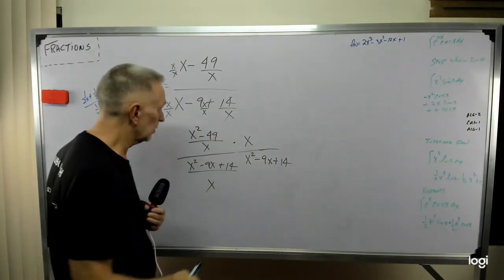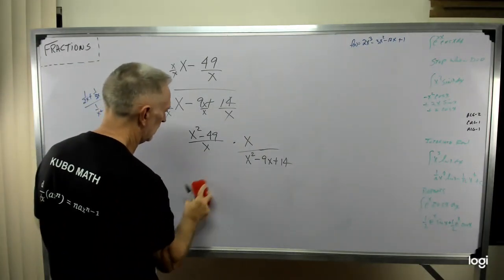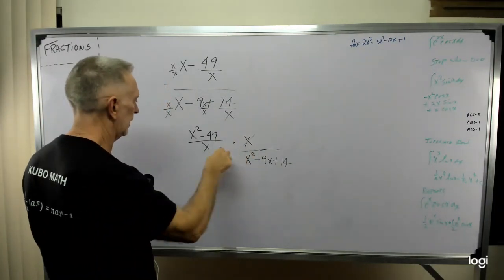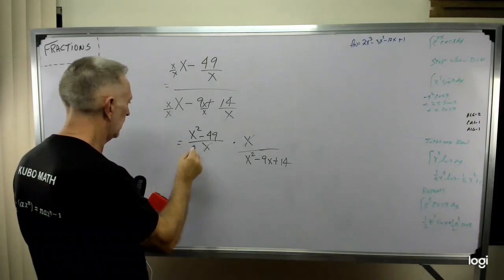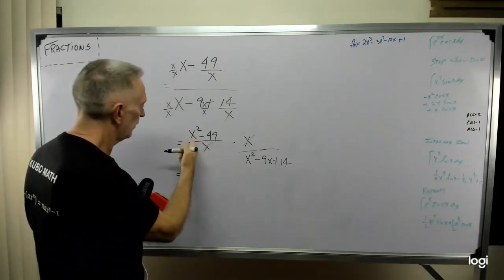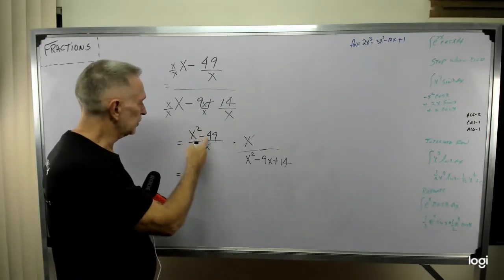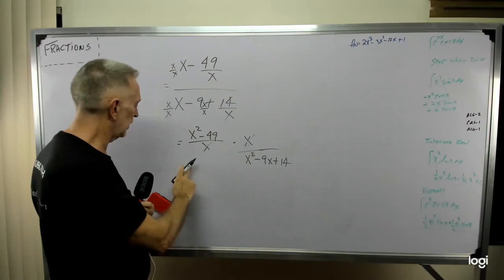All right, where did the eraser go? Okay, now then, x's go away. Now I have, oh, you'll notice this is the difference of two squares. This is x minus 7, x plus 7.